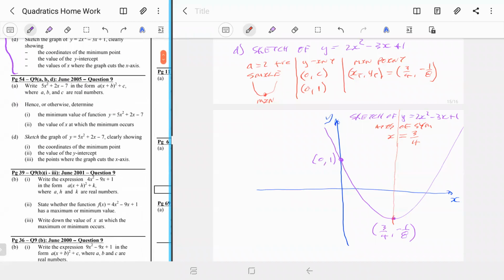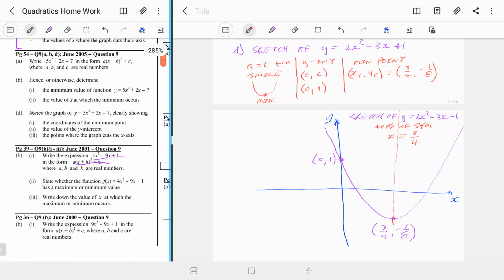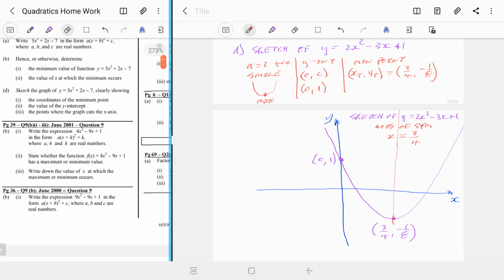Let's look at this one. Same thing again, H and K, and it asks us to state whether it's the maximum or minimum. Clearly, it's going to be a minimum because the A is positive. And they want us to write down the point. It's going to be a minimum, as I said, which is the xt and yt value.